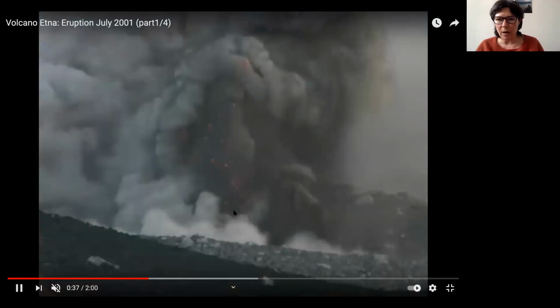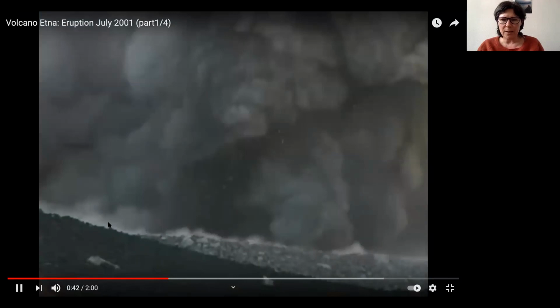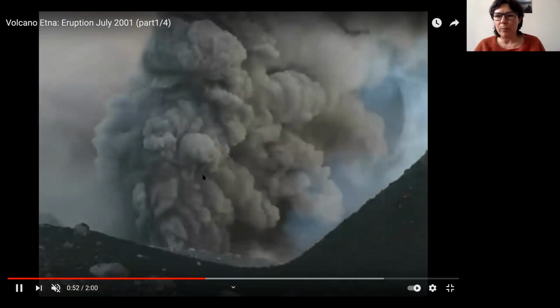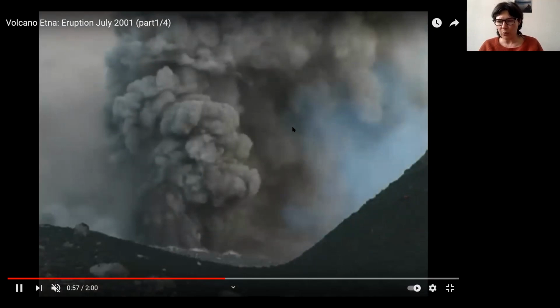Maybe you can hear some sound. You can even hear the sound. Much more explosive than what we saw before. And you see also the formation of an eruptive plume. So you see a gas plume and an ash plume that forms out of the eruption. So it is definitely more explosive.